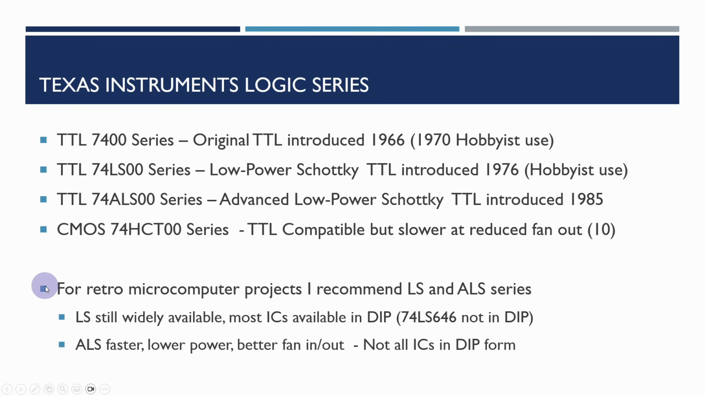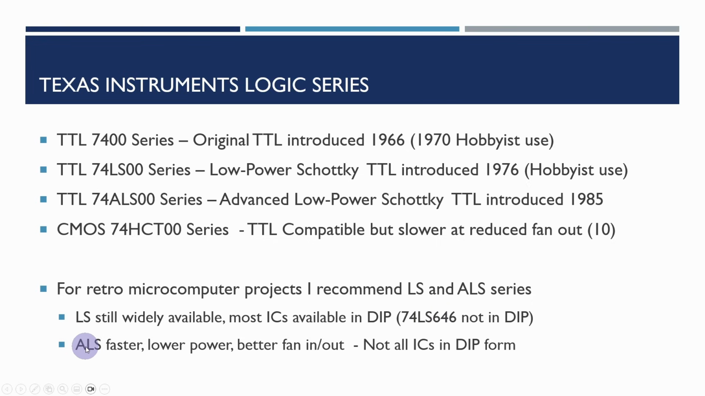So for retro microcomputer projects, I recommend using LS and ALS series. LS is still widely available, and most of the chips are available in the DIP form. So this is like the dual inline package, the form we can plug into breadboards. The only one I have found that isn't available today in DIP form was the 74LS646, which is a buffer latch chip that I've used in a couple of projects. So you can only really buy this in DIP form off eBay. You can buy it in other flat pack profiles, but you just can't get it in DIP form.